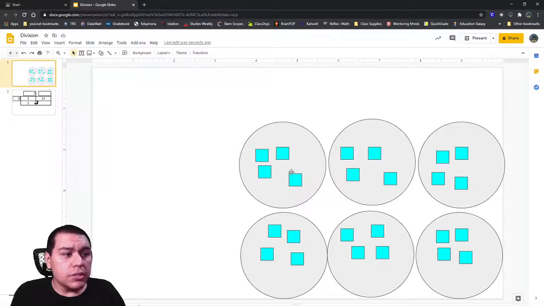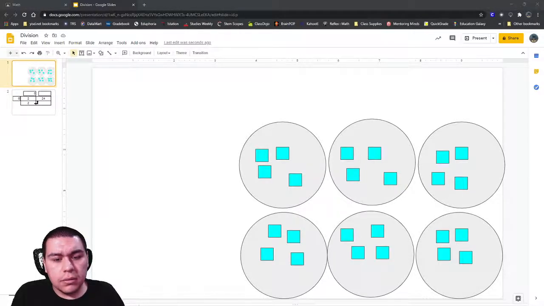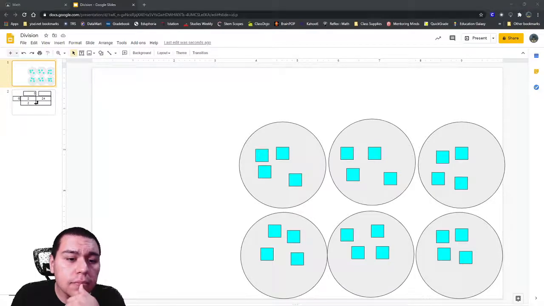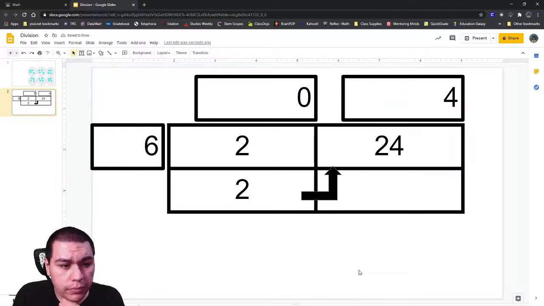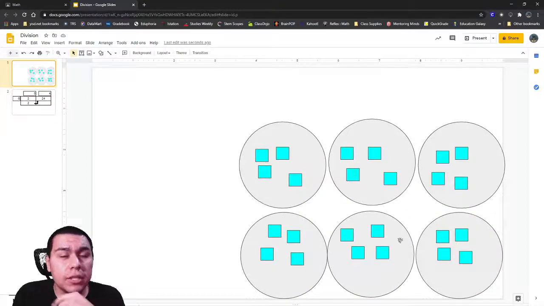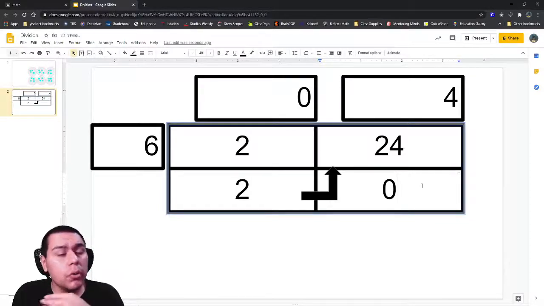How many squares was I able to put in every group? Jada, how many squares did every group get? 4. How many squares, Jada? 4. I was able to put 4 squares in every single group. And did I have any squares left over? Do I have any more that I couldn't put into a group? No, no leftover squares. I had no remainders.